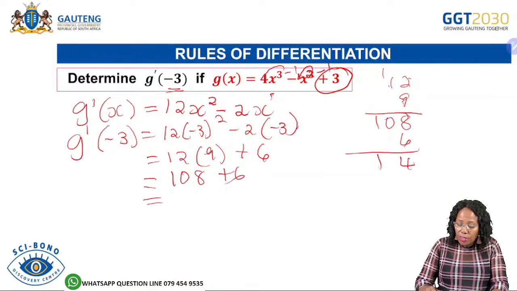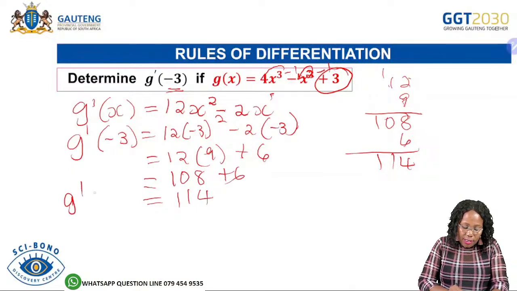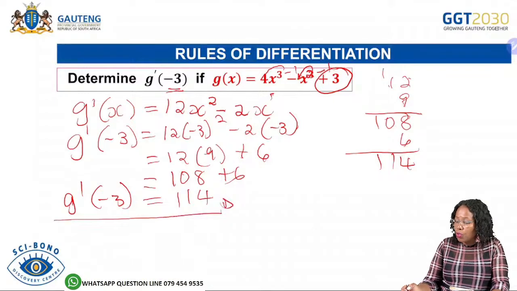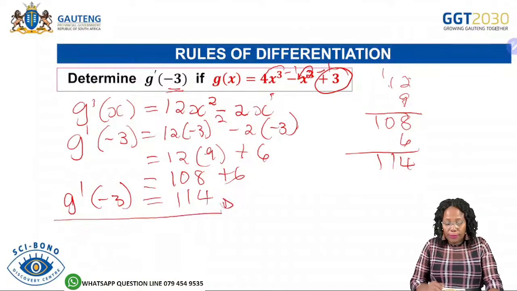This will be 114. So that is the g at minus 3. So it gives us that big gradient, which is 114 there.